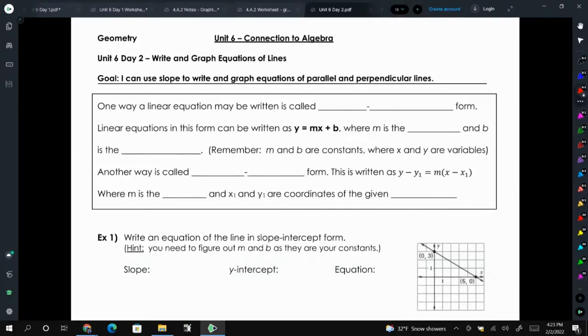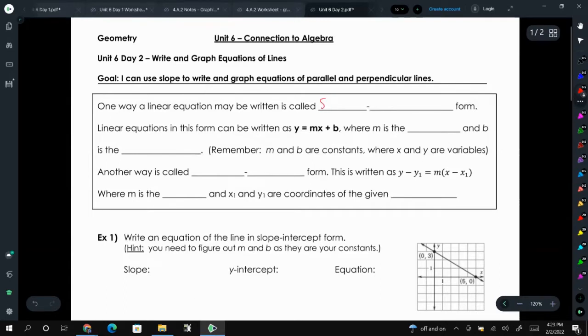Today we're going to be talking about equations of lines. Back in Algebra 1, you learned a couple forms of equations of a line, and we're going to talk about two of them today. The first one is called slope-intercept form.